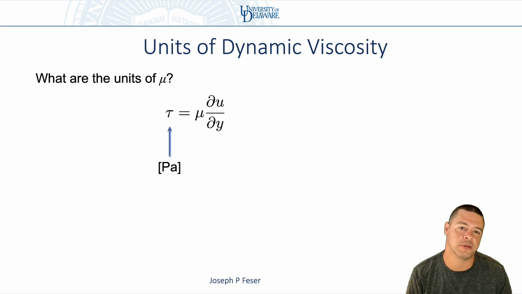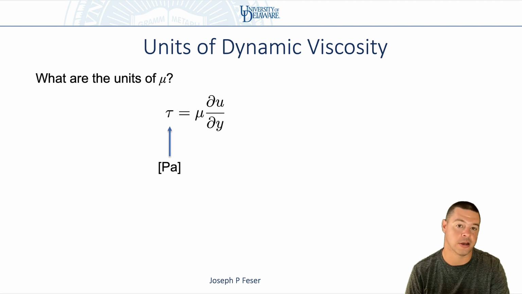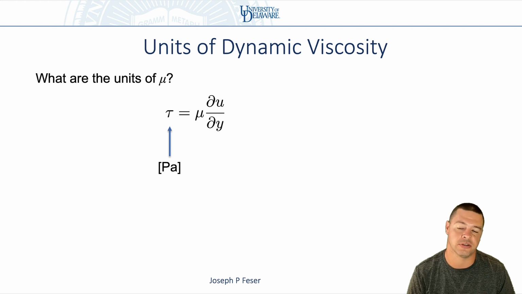We can do this by comparing the units on the left-hand side of the equation with the units on the right-hand side of the equation. It's an equality, meaning that one thing equals another thing, and therefore the total thing had better have the same units. So we can use this to figure out the units. The left-hand side is the easiest. Shear stress has units of pascals, or newtons per meter squared. So pascals is the left-hand side.